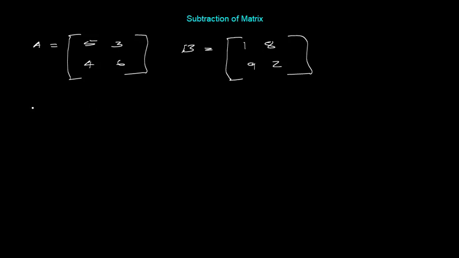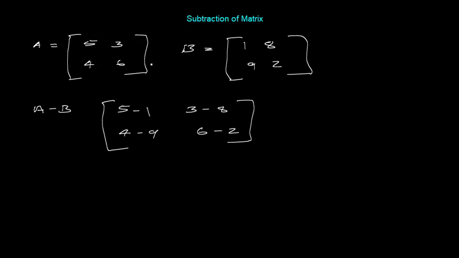To subtract these two matrices, that is finding A minus B, subtract each element in the first matrix with the corresponding element in the matrix B. That is first element in the first row, 5, subtracted first element of the first row of matrix B, that is 5 minus 1. Similarly, 8 subtracted from 3, that is 3 minus 8. 4 minus 9, 6 minus 2. This way, the corresponding elements in each matrix are subtracted here. It's equal to 4, minus 5, minus 5, 4.